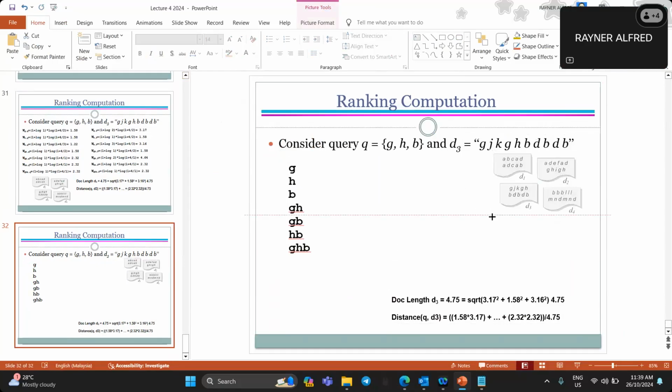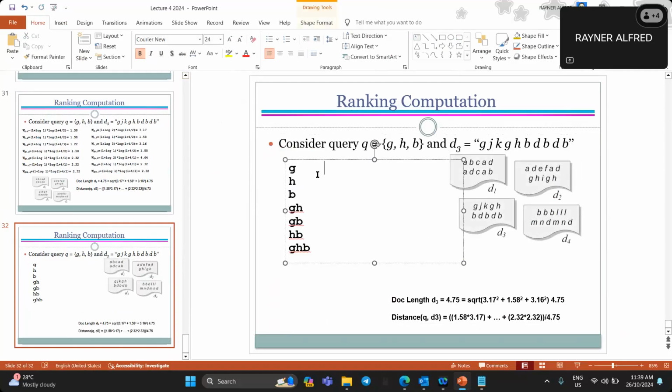Based on this, G exists in document 2 and 3, right? Yeah, 2 and 3. Okay, and H? 2 and 3, right? 2 and 3. B, document 1, document 3, and document 4, right?